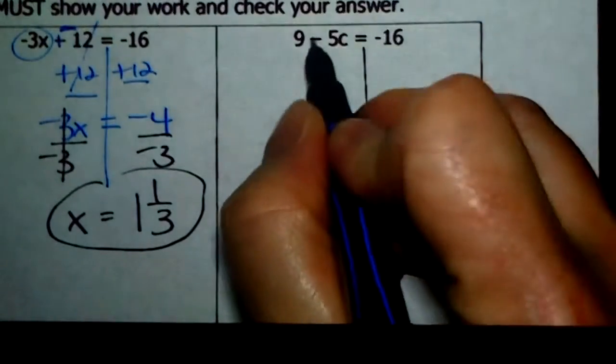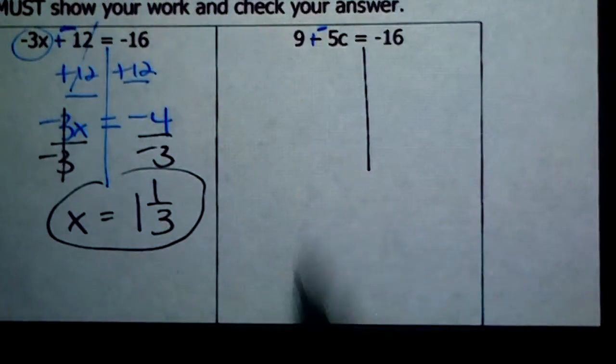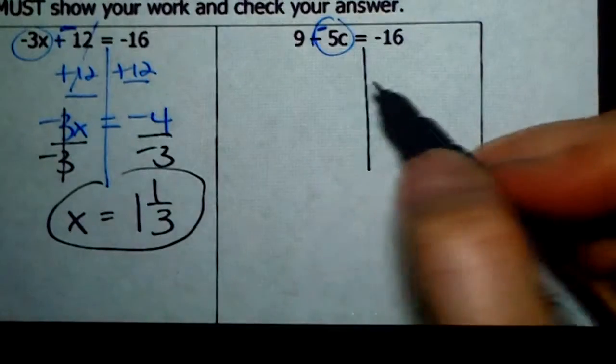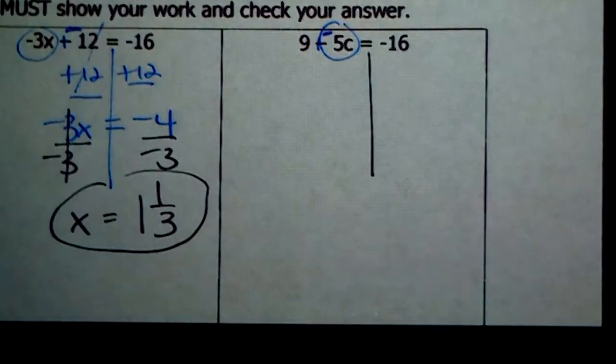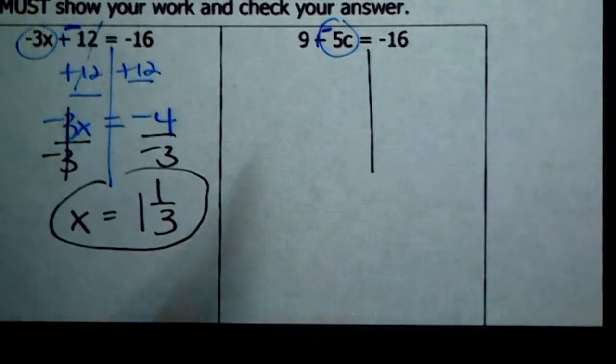I need to keep change that. So now I have a negative 5c. It's okay that it's second. It doesn't always have to go first. It's not a big deal. This 9 needs to go because it's on the same side as that negative 5c.